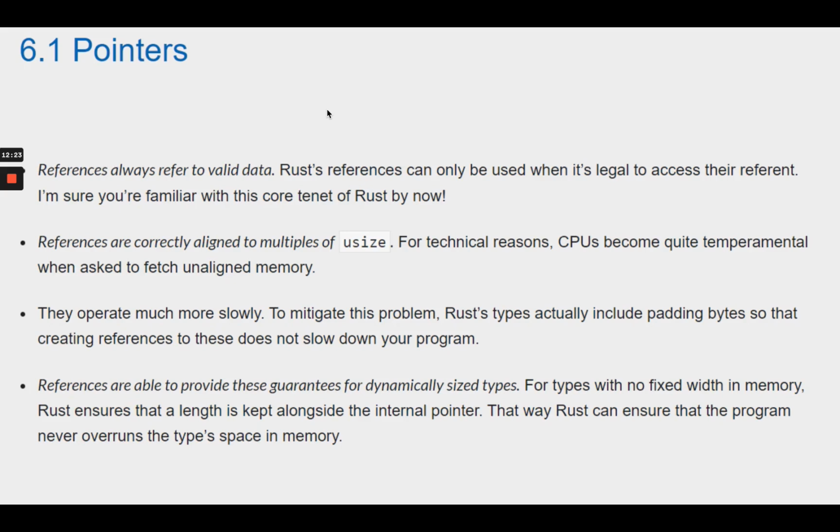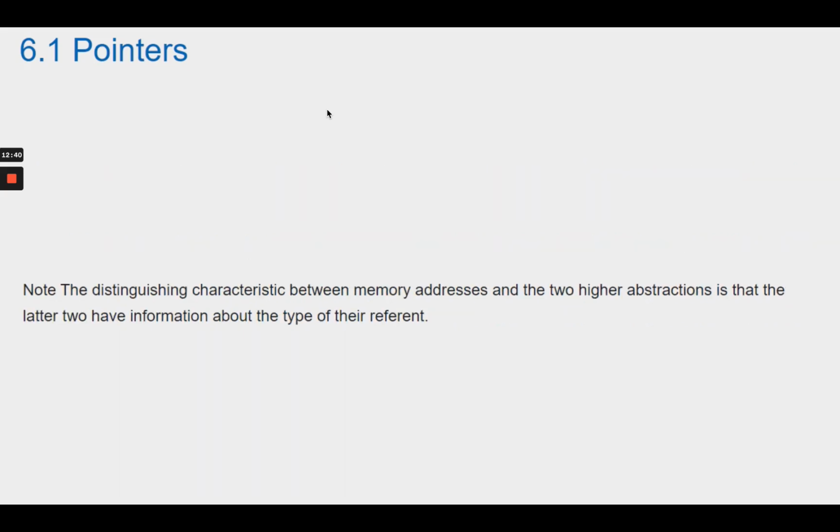References are able to provide these guarantees for dynamically sized types. For types with no fixed width in memory, Rust ensures that a length is kept alongside the internal pointer. That way, Rust can ensure that the program never overruns the type's space in memory. Note: the distinguishing characteristic between memory addresses and the 2 higher abstractions is that the latter 2 have information about the type of their referent.